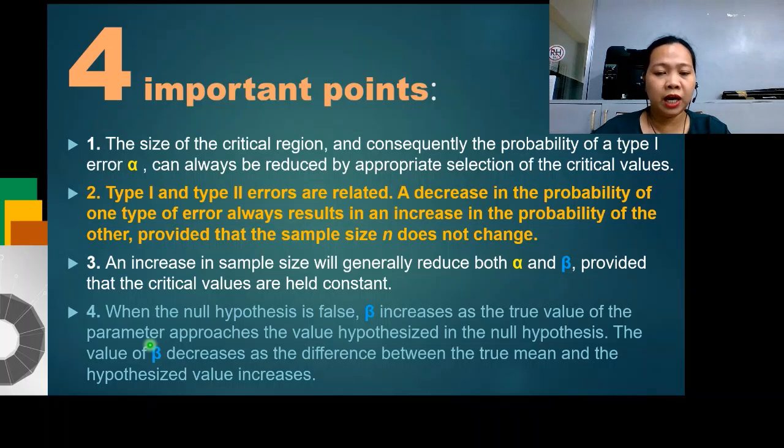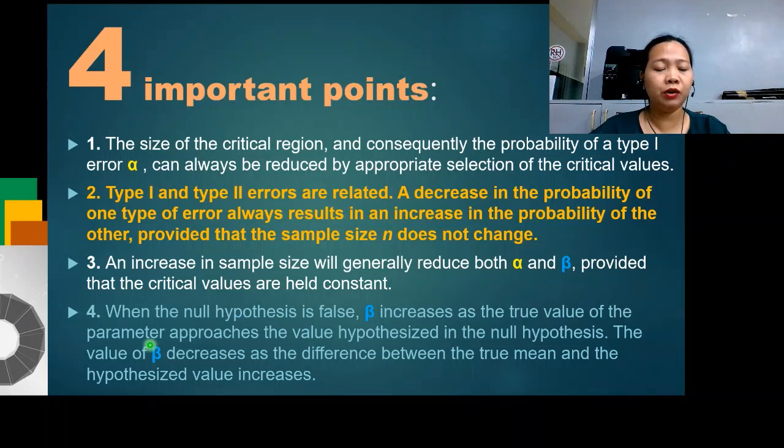So we have 4 important points to remember. The first is the size of the critical region, and consequently the probability of type 1 error alpha, can always be reduced by appropriate selection of the critical values. Second, type 1 and type 2 errors are related. A decrease in the probability of one type of error will always result in an increase in the probability of the other, provided that the sample size n does not change.